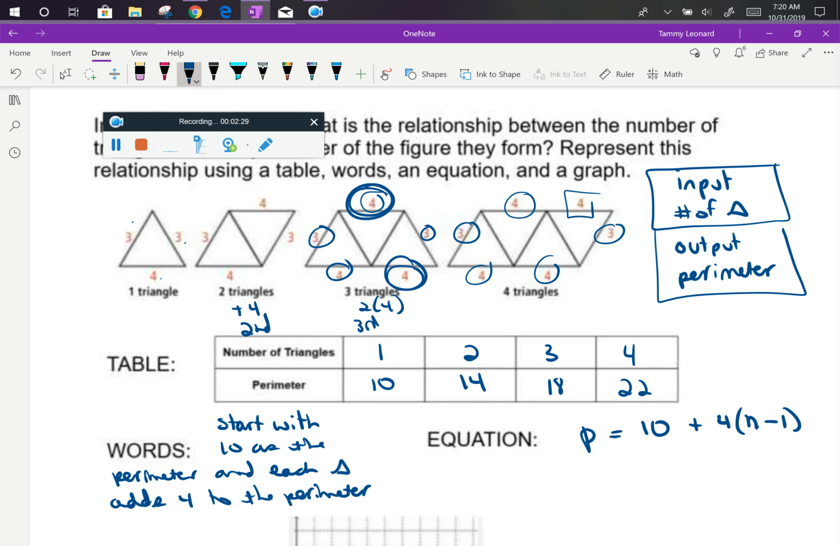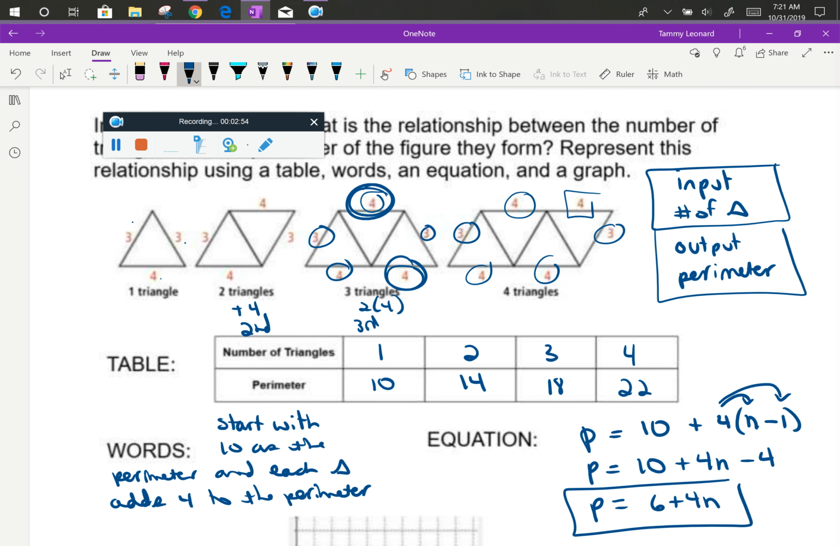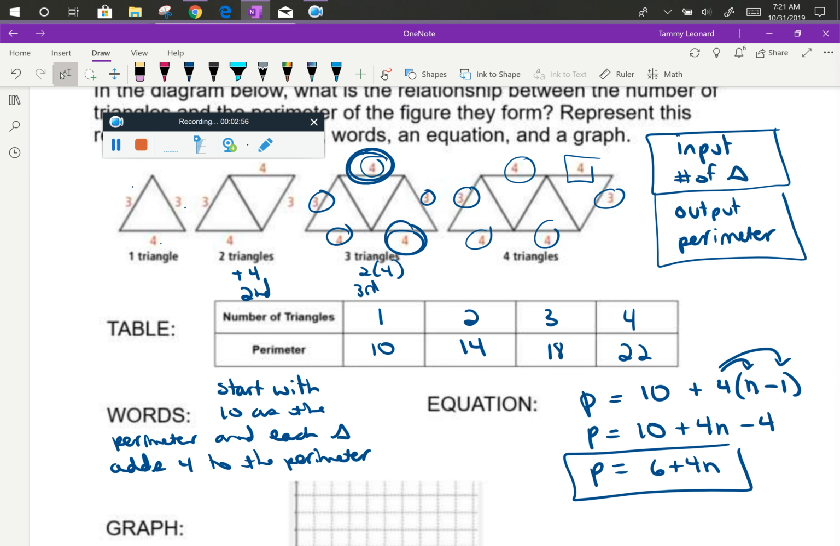Now, that might be how we build up our formula, but it would be ideal if we didn't have such a long formula. So let's try distributing that 4. That gives us P equals 10 plus 4n minus 4. Well, if I simplify a little more, the 10 and the negative 4 are like terms. So I have 6 plus 4n. So 4 times the number of triangles plus 6 will equal the perimeter.